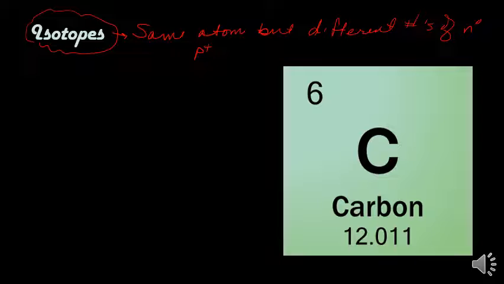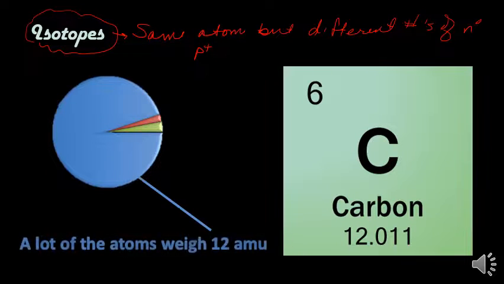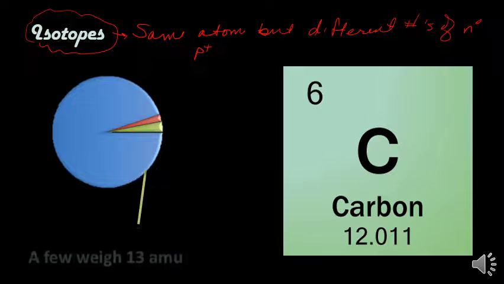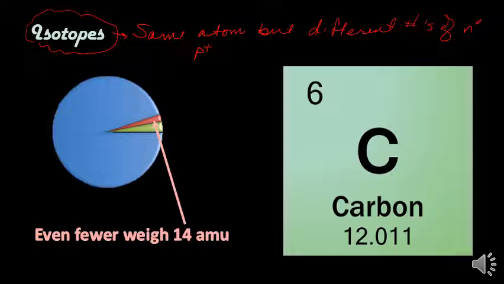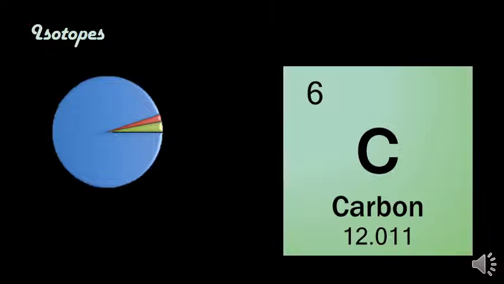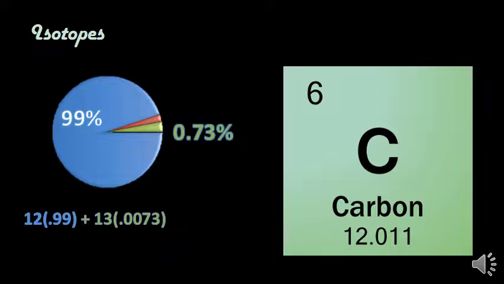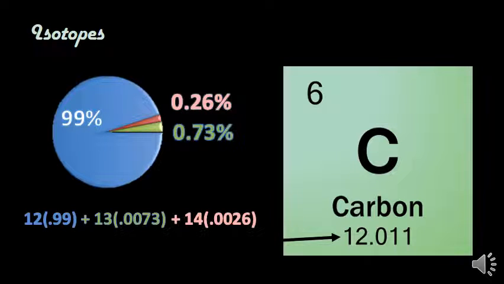So if we look at all of the carbons in the whole universe, we find that most of them do weigh 12, but a few weigh 13, and a few more weigh 14. And if I actually do the math, I find out that 99% of them do weigh 12, a very small percentage weigh 13 and 14, and if I add all that up and do the math, I discover that that equals 12.011. That's why they're decimals. Not every single carbon in the universe has the same number of neutrons.